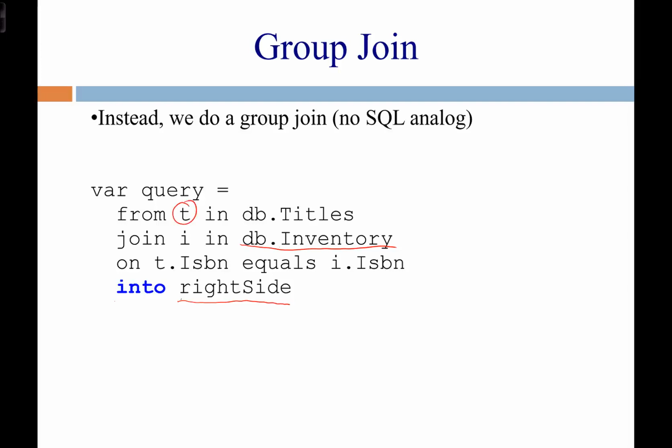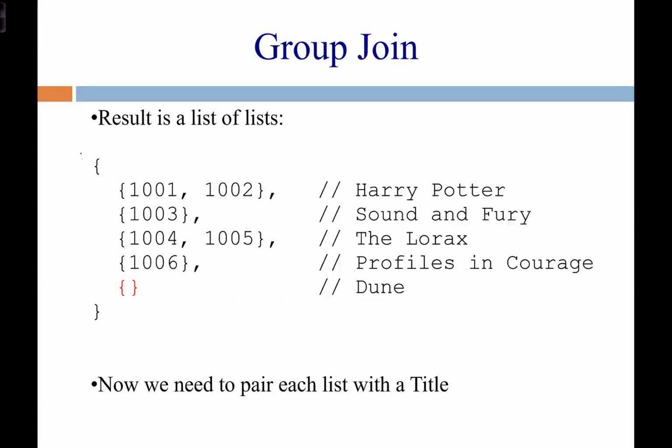Otherwise, you wouldn't use into if you just wanted to do a normal join and ignore the ones where there's no match. What this gives us, though, that right side temporary data source, is a list of lists where each sublist is the serial numbers for a particular book. So Dune will give us an empty sublist since there are no serial numbers for it.